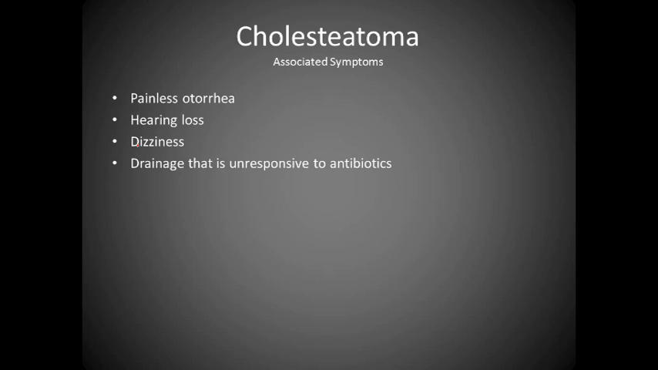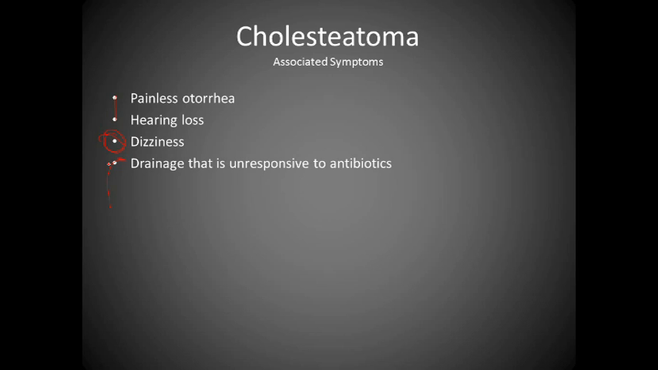So the associated symptoms are painless otorrhea, hearing loss, dizziness, and drainage that is unresponsive to antibiotics. Typically what you see is abnormalities with the hearing, as that's where it's going to go in the temporal bone. And because you can have abnormalities with the hearing, you can also have dizziness, which is basically mirroring an inner ear infection, which causes fluid buildup and inability to actually have the balance that you once had, or the equilibrium.